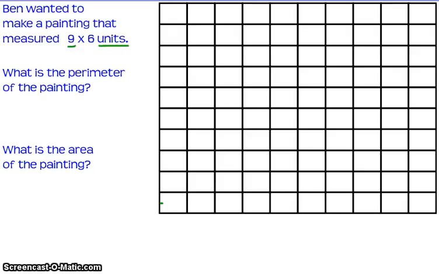I'm going to start counting. 1, 2, 3, 4, 5, 6, 7, 8, 9 on this side. And then there's 6 units on the other side. 1, 2, 3, 4, 5, 6. And we say by 6.